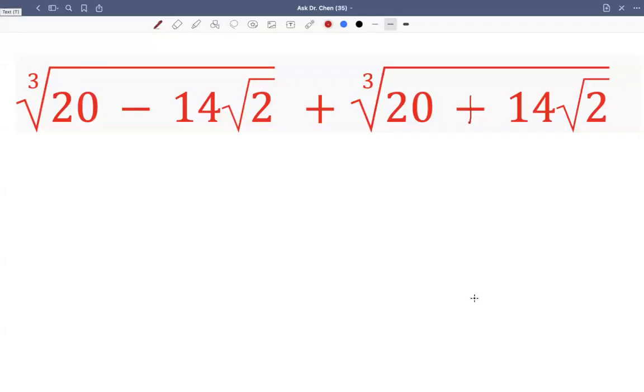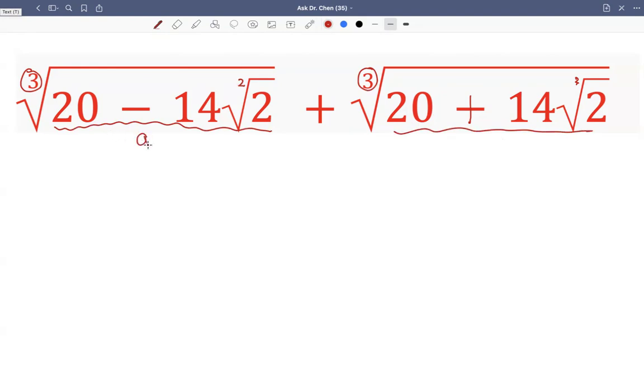Okay, let's see how to simplify this irrational expression. So we have a cubic root, so the index is 3, and this index is 2. But we observe the radicand, so under the radical signs. And these two are conjugates.